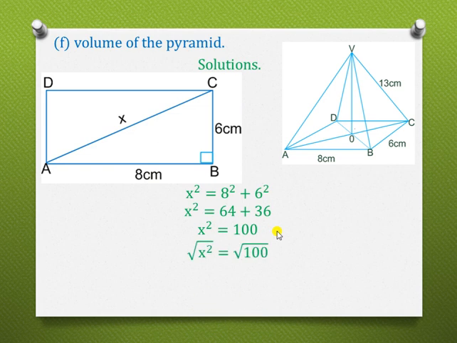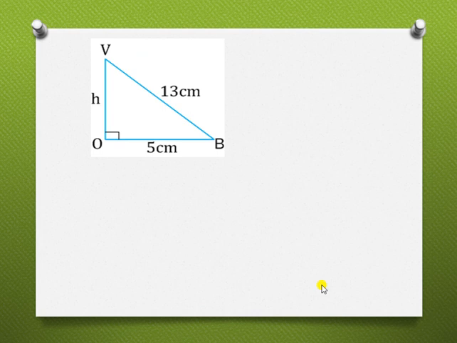And if you do so, in this case, we shall only take the positive value. It would be positive or negative 10. But in three-dimensional geometry, since we are dealing with length, we shall only take the positive value of x. And so we can conclude that actually the length AC is 10 centimeters. Now let's move on to the next question.